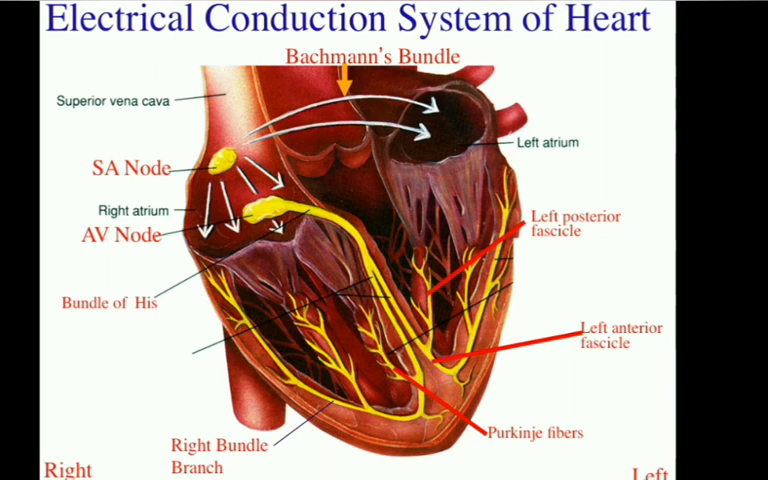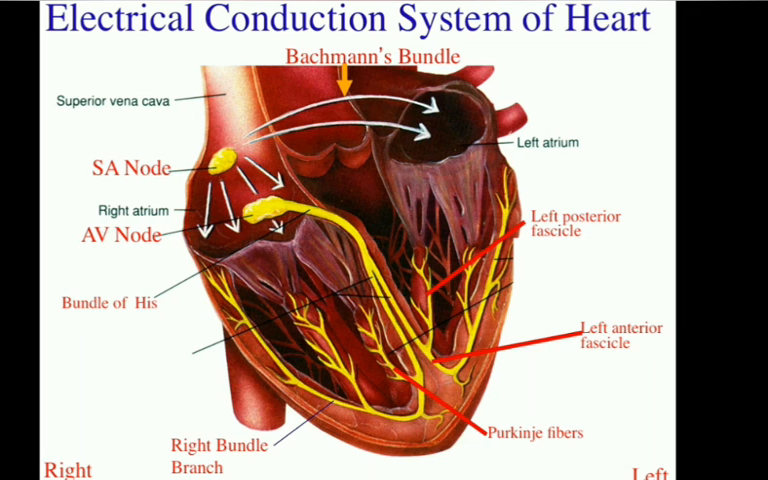Located in the walls of the right auricle. Now this impulse is relayed to the ventricles with the help of special conducting fibers. The pacemaker is present near the opening of the superior vena cava, and the AVN, that is the atrioventricular node, is found near the interauricular septum near the tricuspid valve.